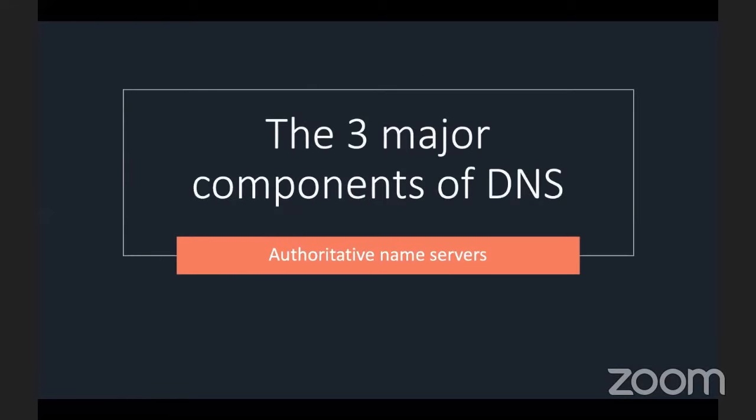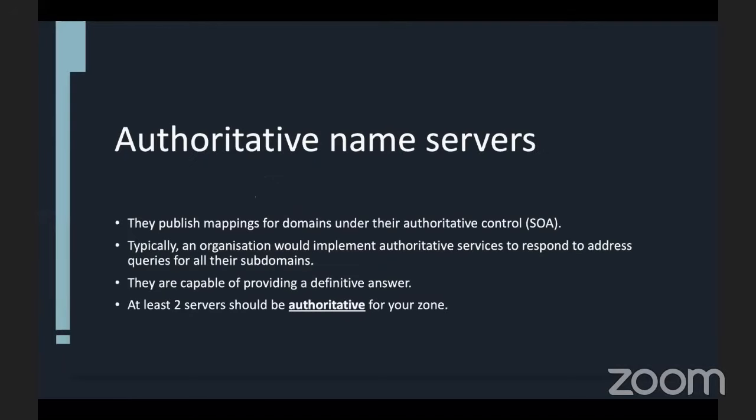So now, what are the authoritative name servers? They publish the mappings for domains under their authoritative control. This is why you have the SOA. Typically an organization will implement an authoritative service to respond to address queries for all the subdomains. They are capable of providing a definitive answer. We advise you at that stage to have at least two servers which should be authoritative for your zone, which means that they can give the right answer. They have what we call the source of truth for your zone. That's basically the purpose of an authoritative name server.